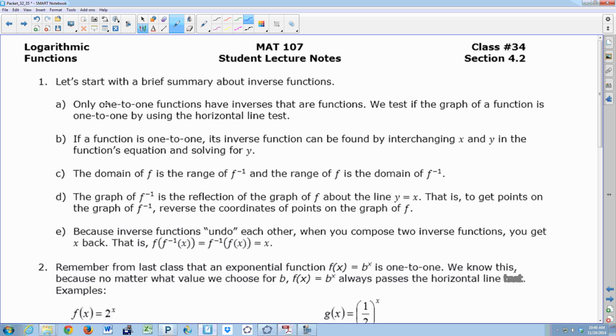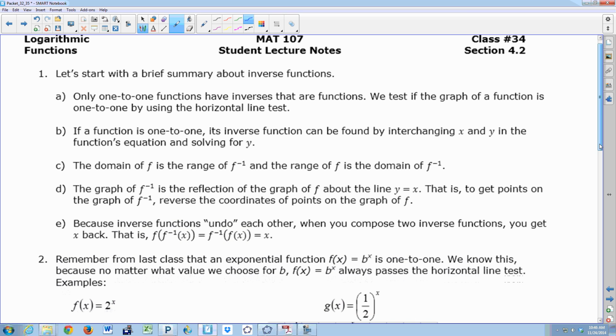So to start us off today, I put 5 important things we have to remember from our study of inverse functions. We're going to go table by table, starting with Katie. Only one-to-one functions have inverses that are functions. We test if the graph of a function is 1-to-1 with the horizontal line test. If it passes, we have an inverse function.